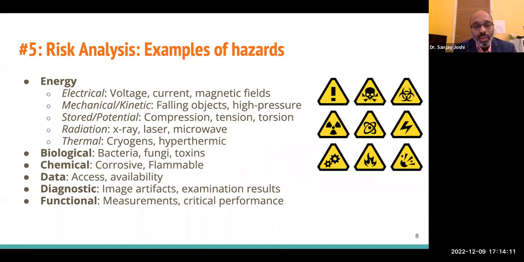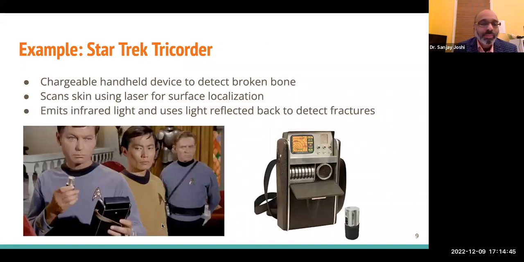Interestingly, data is also considered a hazard because incorrect access to data could pose a threat. Also, the availability, or rather lack of availability of data, is also an issue. There could be issues with the diagnostic, like if you are going to create images of the patient, and if there are artifacts, or if your examination results are misinterpreted, that's an issue. And then finally, the functional, the whole purpose of the device. It's supposed to do something, and there is a critical performance. That's why we are making that device. And if that doesn't work as expected, what could happen? So these are all the different examples of hazards.